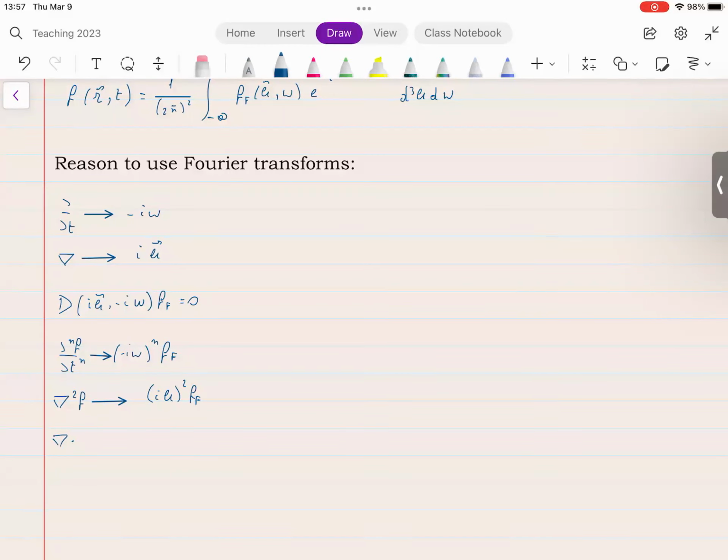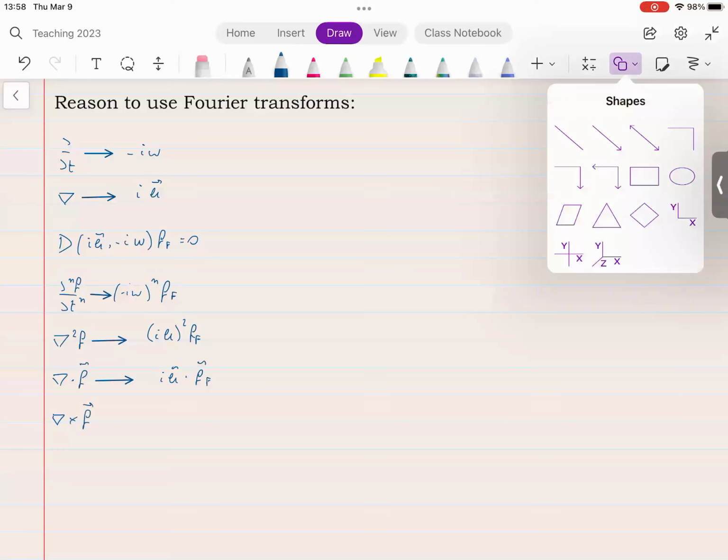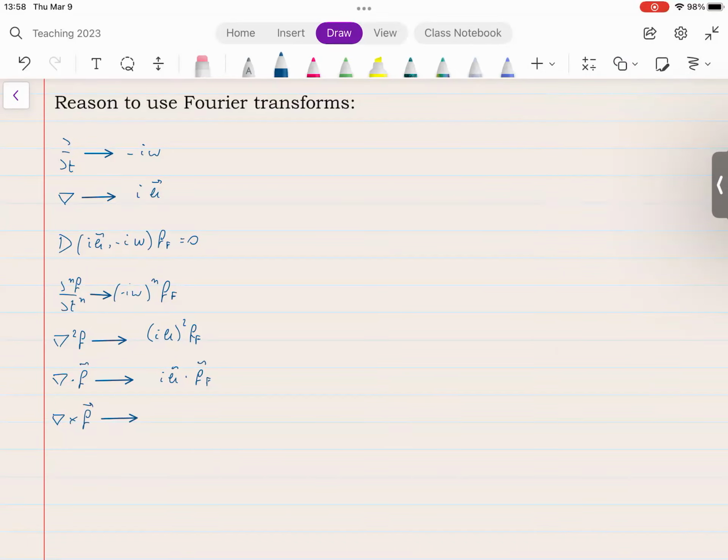For other common operators, if I have the divergence of a vector function f, that will, in Fourier space, turn into ik dot the transformed f. Last but not least, there would also be the gradient, but I think that's clear enough. The curl is going to turn into a cross product, ik cross the f transform. Okay, so that's what we are going to use.